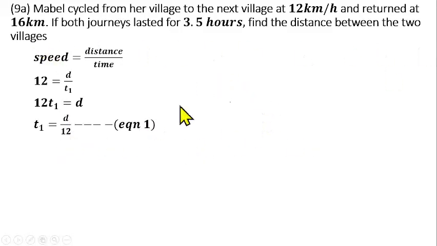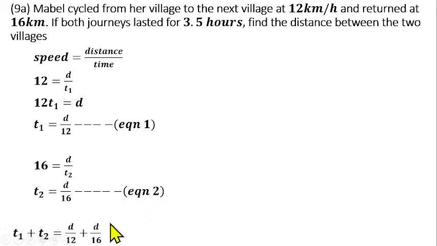Then for coming back as well, the speed is 16 km per hour. Follow the same formula here. You have 16 equal to D over the time to come back, T2. So make T2 the subject of the formula as well. You have T2 equal to D over 16, equation 2.